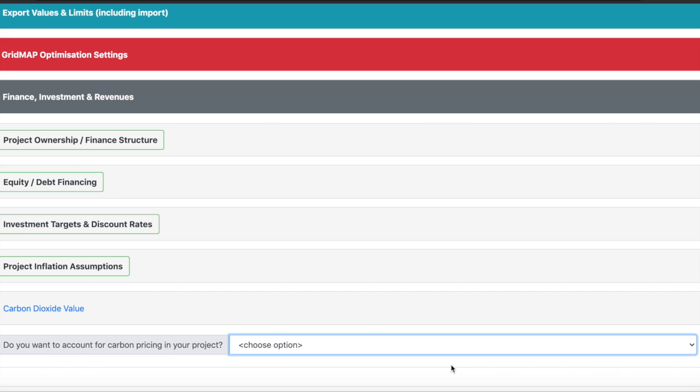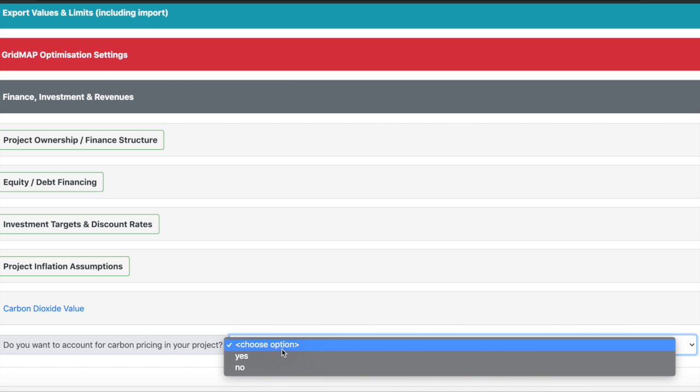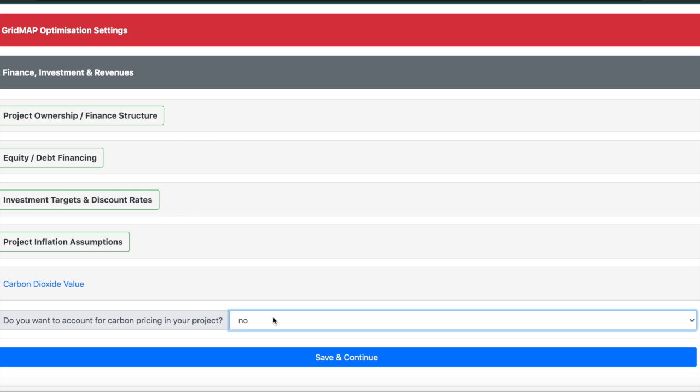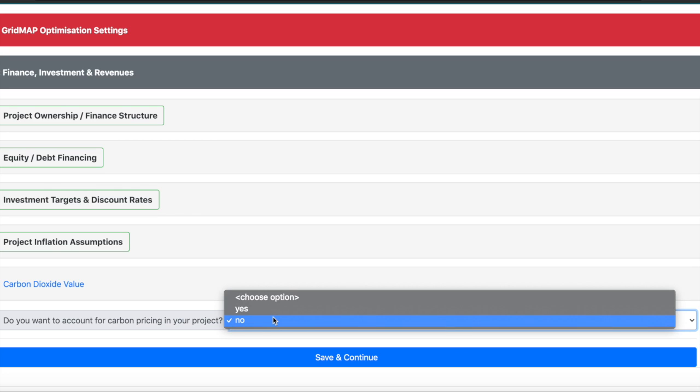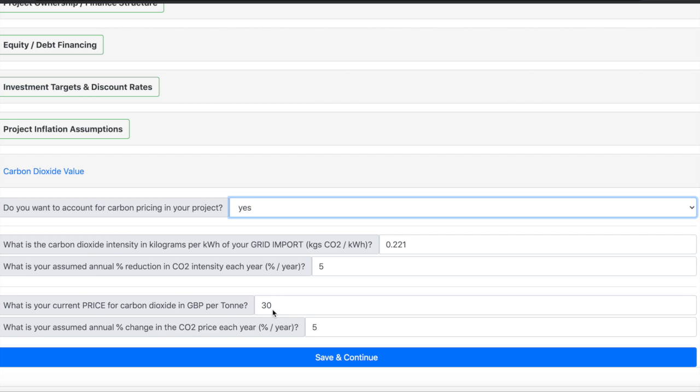So within GridMAP, we have the capacity to account for carbon dioxide in your financial cash flows. And you can either choose to do this or not to do this. So if you don't want to have carbon pricing on your project, you can just click simply no and save and continue. However, if you do want to account for carbon, we click yes, and then you are given these 4 questions or values that we need to have here.